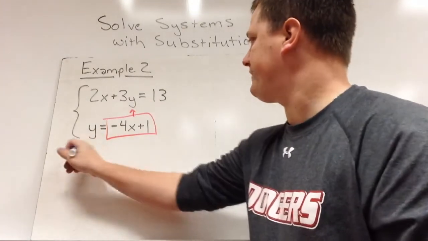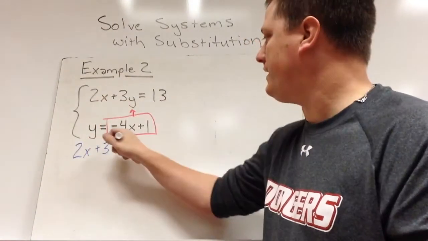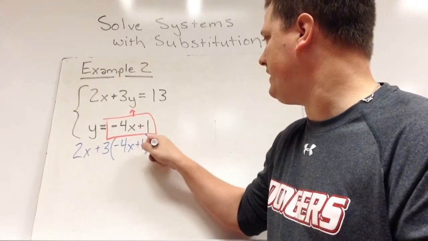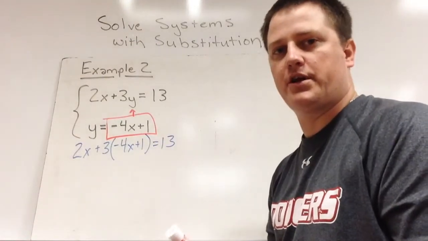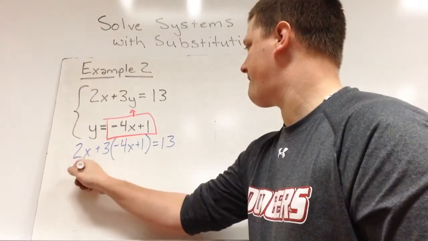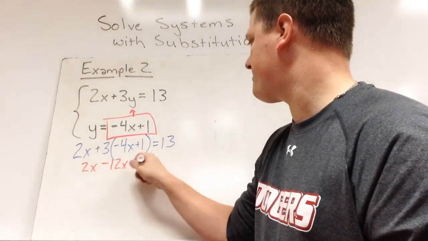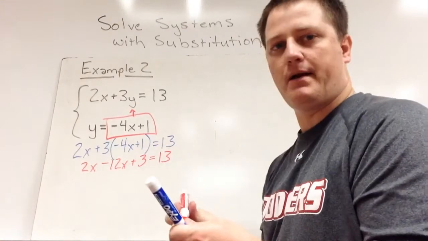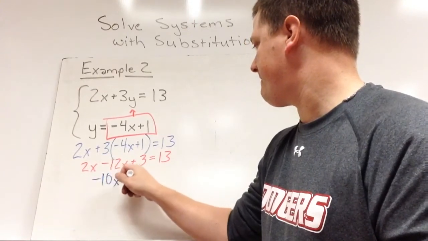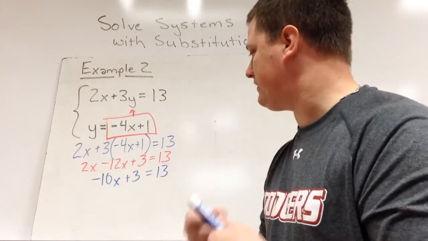So we have 2x plus 3, then we want to put in our y, and our y is really negative 4x plus 1 equals 13. Now if you look in this situation, we're going to be distributing, combining like terms, and solving. Okay, we've distributed. Then we're going to combine like terms. And at this point, solve balance or box method.